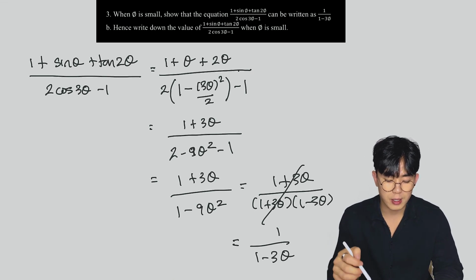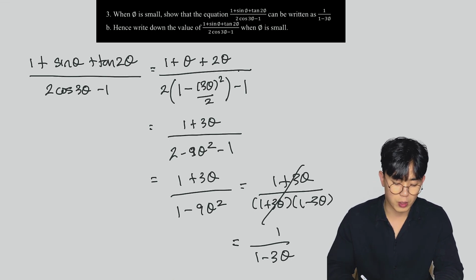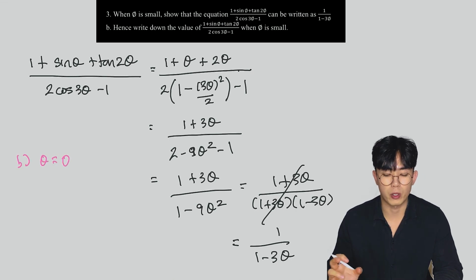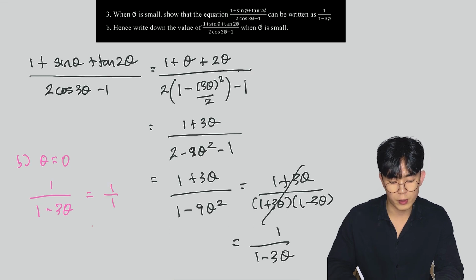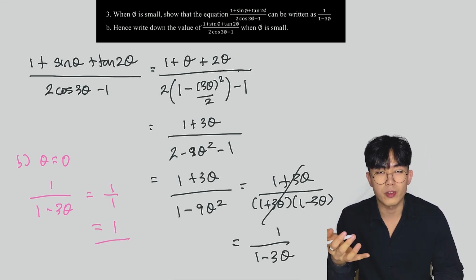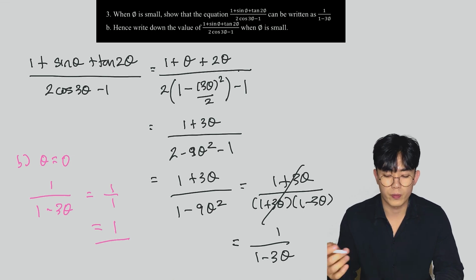Okay, in part B, it says, hence, write down the value of this equation when theta is small. When they're saying theta is small, they are meaning that when theta is equal to 0. Okay, so that's one thing to note. So what I can do is plug 0 into what we found in part A, 1 over 1 minus 3 theta, which will reduce to 1 over 1, which is just 1. So for small values of theta, this equation here is approximately 1.